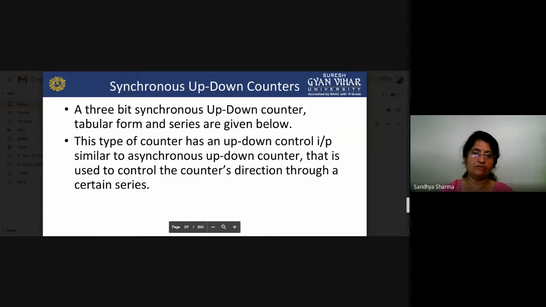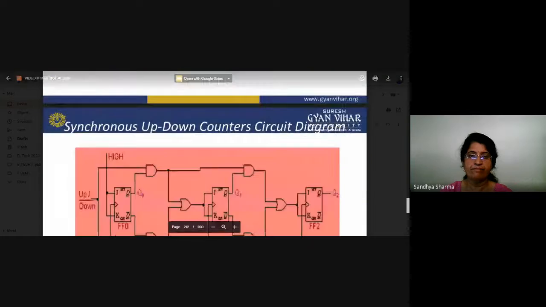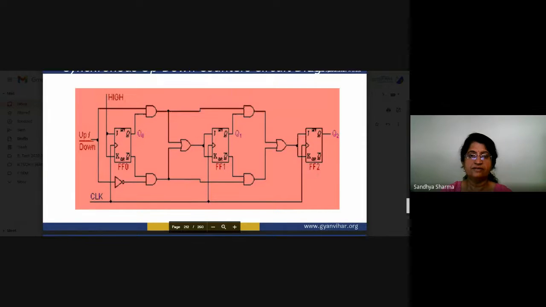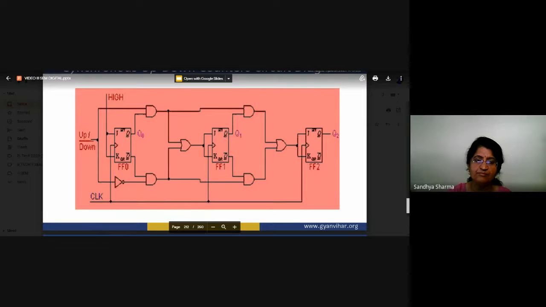Now, asynchronous up and down counters. Up and down counters, we will complete in synchronous tabular form, so we can see in our tabular form how we can explain it better. You can see this diagram properly. This is the up and down counter. You have two options of signaling, up and down.